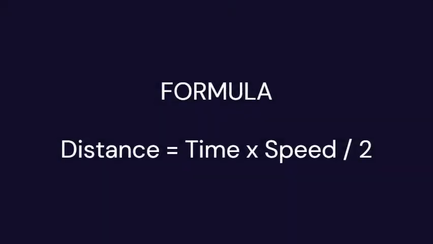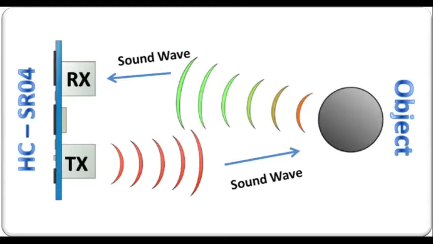To calculate the distance, the ultrasonic sensor uses the following formula: distance is equal to time times speed divided by 2. The sensor measures the time it takes between the emission of the sound by the transmitter and its contact with the receiver. This is the main focus of the ultrasonic sensor.